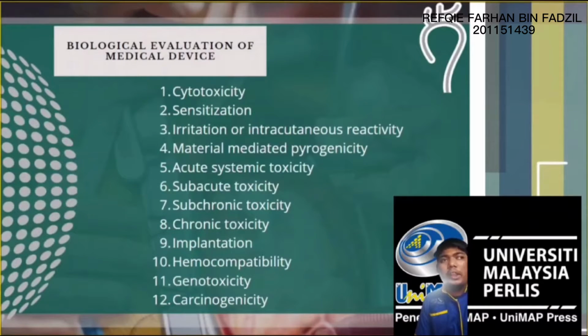Implantation is a device or material placed inside or on the surface of the skin. Hemocompatibility is to check the compatibility of a material to blood. Genotoxicity is the ability of a substance to harm cells. Carcinogenicity is the ability or tendency to produce cancer.